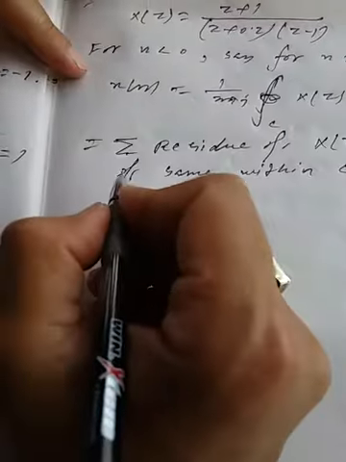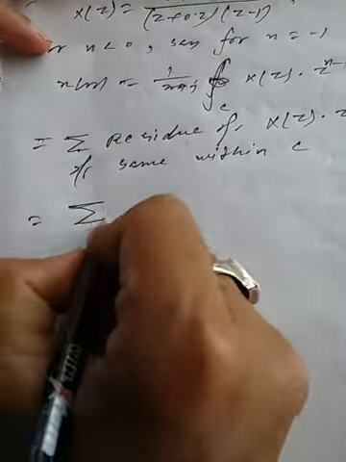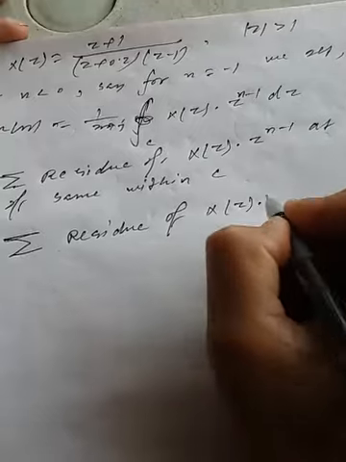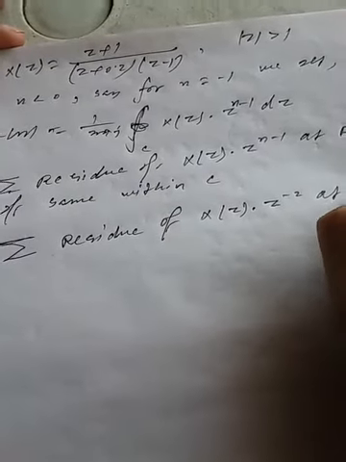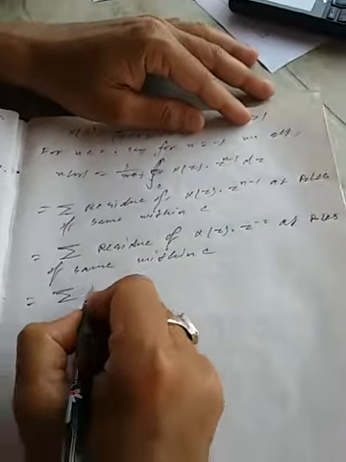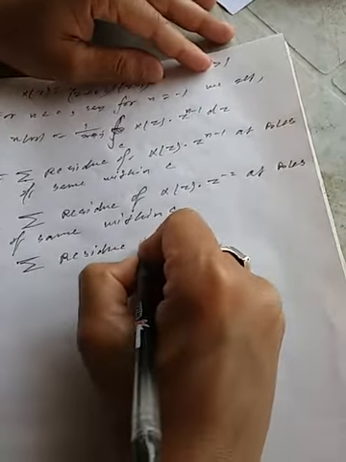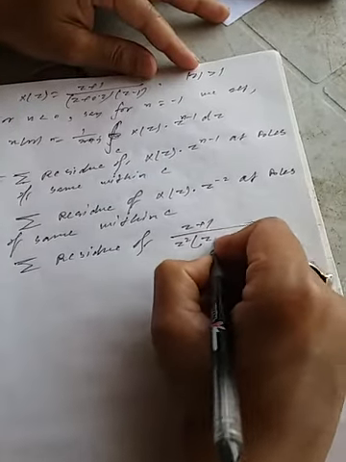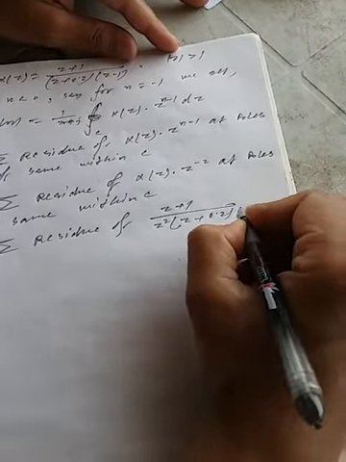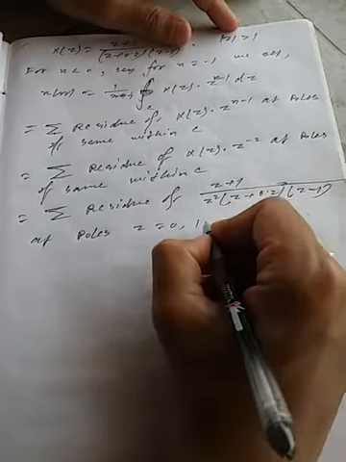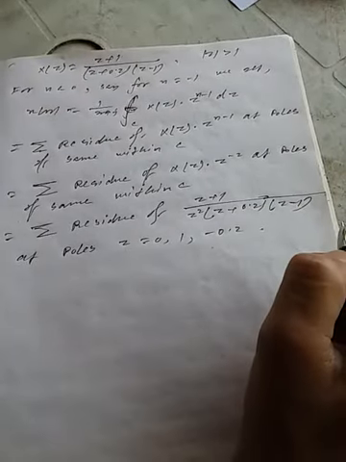Okay, so for n equal to minus 1, it will be the sum of residues of X(z) into z to the power minus 2 at poles of the same within C. So it will be equal to the sum of residues of z plus 1 by z square into z plus 0.2 into z minus 1 at poles z equal to 0, 1 and minus 0.2, right?